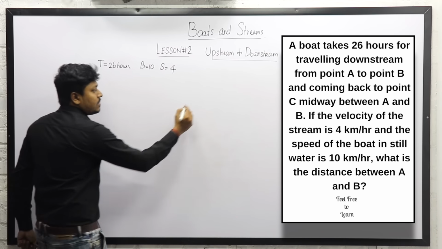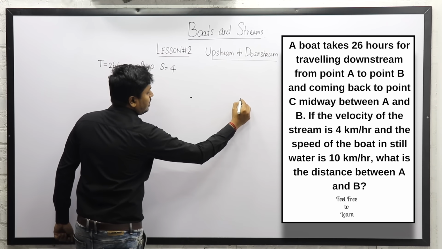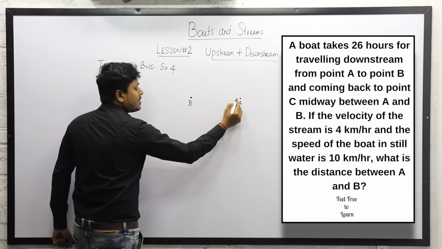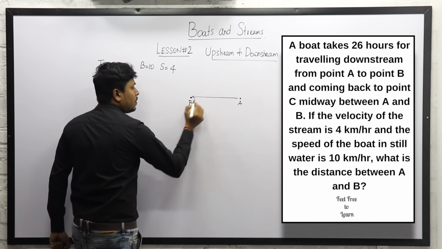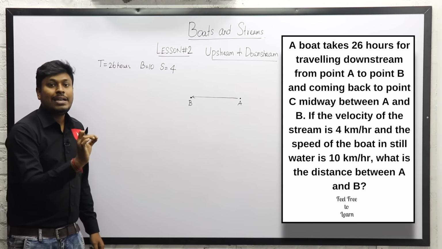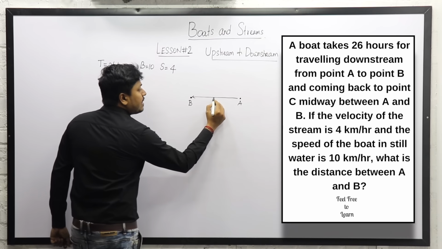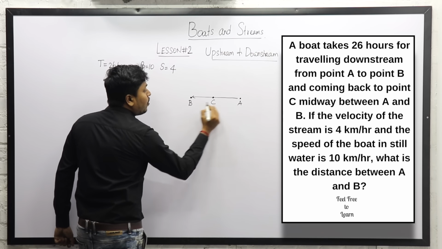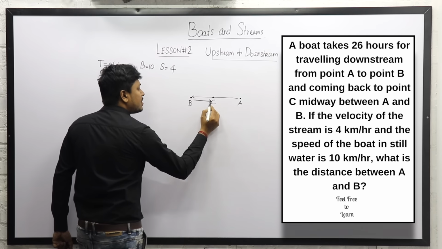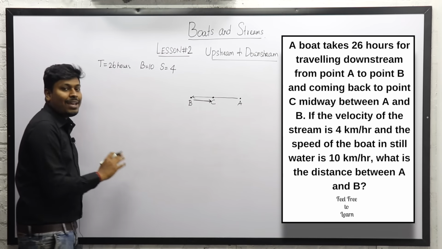But the most important point is, a boat takes 26 hours for traveling downstream from point A to B, right? So let me assume this as A and this will be B. So initially a boat is traveling downstream from A to B and returning back upstream, that is only to point C, which is midway between A and B. The boat is not traveling upstream completely. The boat is traveling only this small, that is half the distance between A and B.